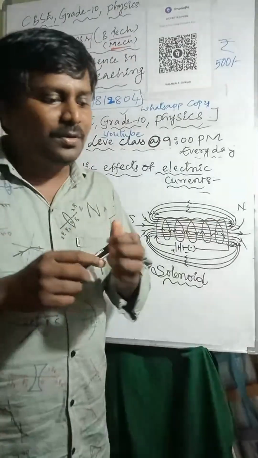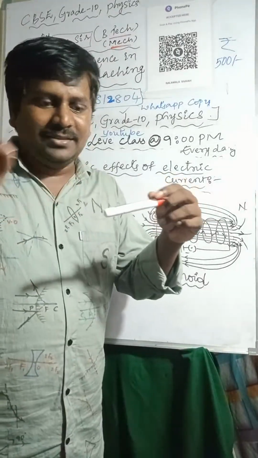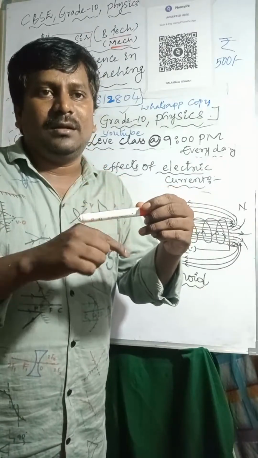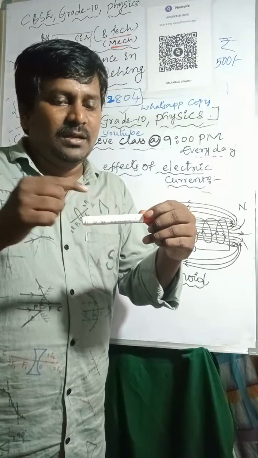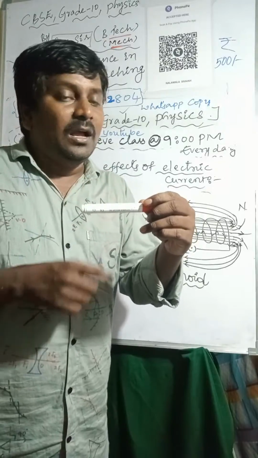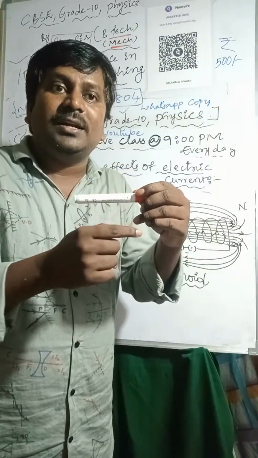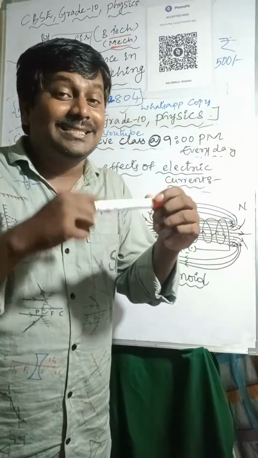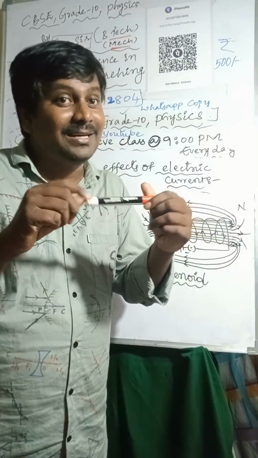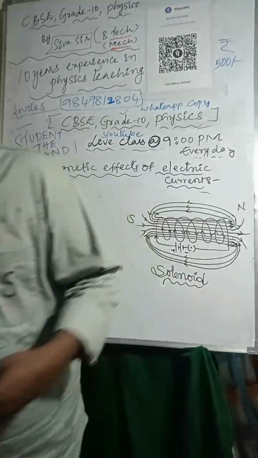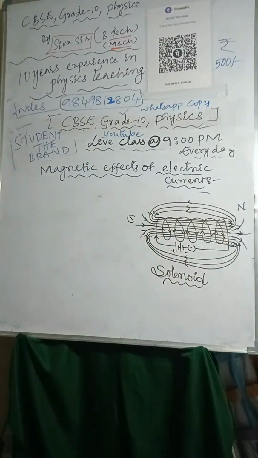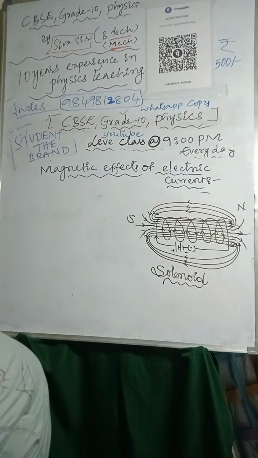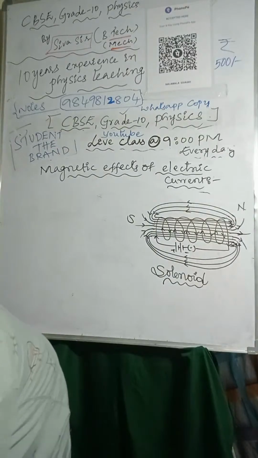Best example: take a thread. If you wrap it over a cylindrical shape like this, this is one connection, and we can wrap below also, right? Then the current direction changes. Yes or no? So I'll show you one example. You can see, I'm taking it here.